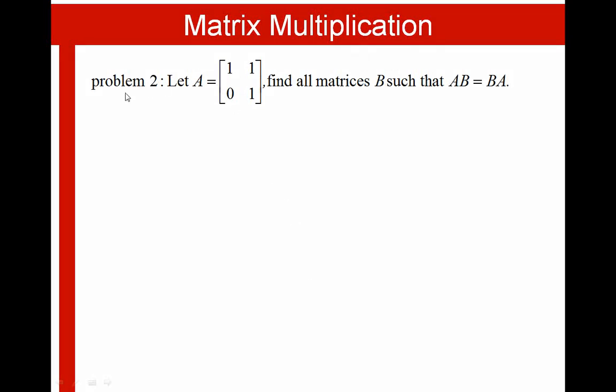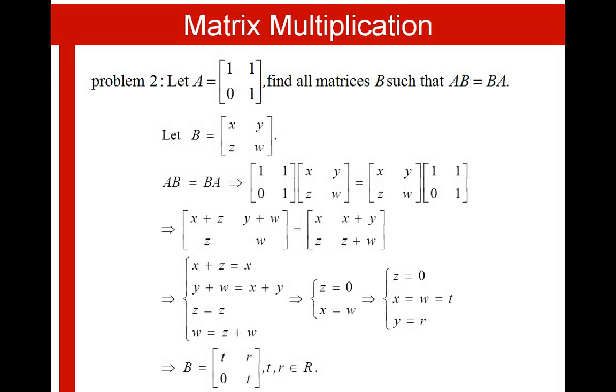Matrix multiplication, problem 2. If A is a 2 by 2 matrix, 1 1 0 1, find all matrices B such that AB is equal to BA. How do we do that? We take any matrix that is 2 by 2 made up of scalar values x, y, z, w, where x, y, z, w belong to R. If AB is equal to BA, then what we have to do is do the multiplication as seen below.